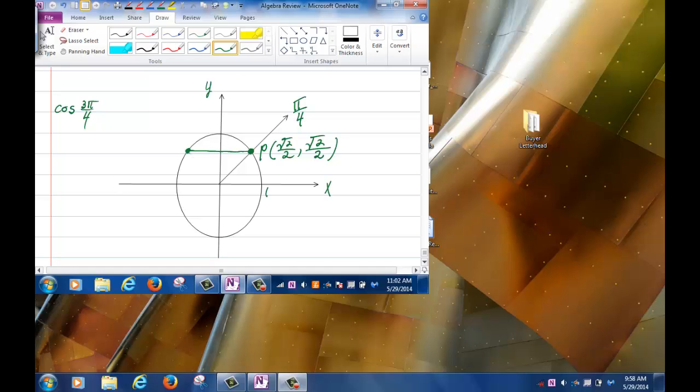let's say I get the other point, which is the reflection of the point P across the y-axis, then the angle here is 3 pi over 4. And so what are the coordinates of this point? Negative root 2 over 2 and positive root 2 over 2, because the height did not change. I went directly across the y-axis, and so the coordinates are given by this. So what is cosine of 3 pi over 4?